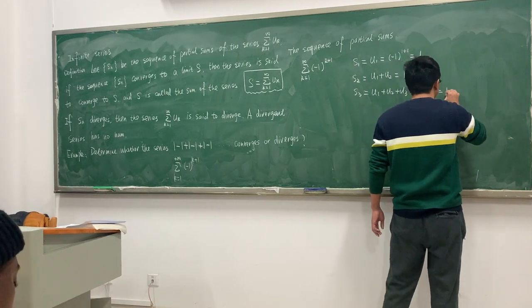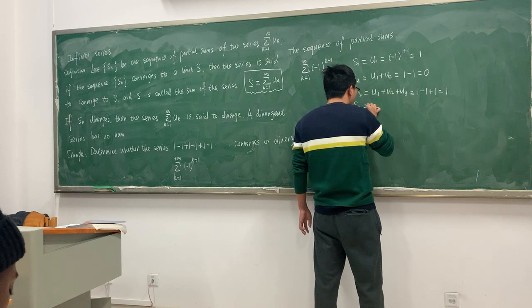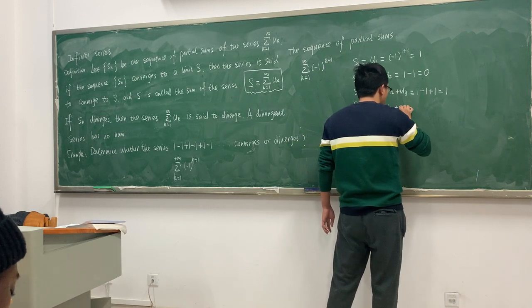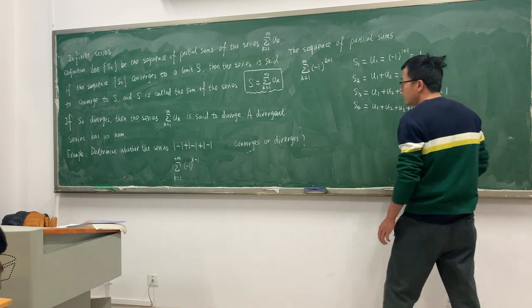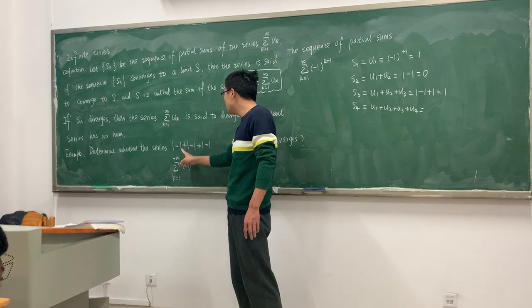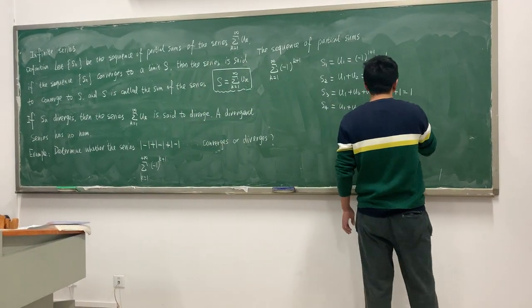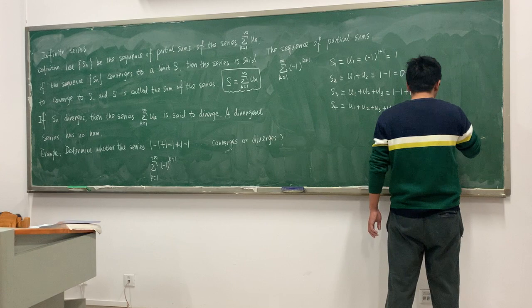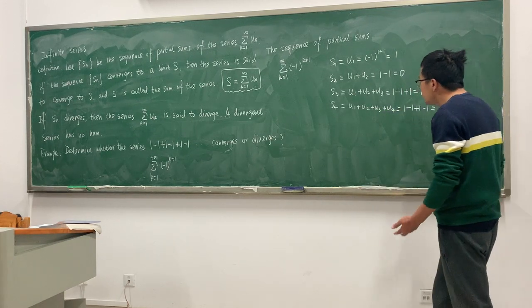So S1 is equal to 1. And S4 actually is U1 plus U2 plus U3 plus U4. So here actually is 1 minus 1 plus 1 minus 1. Yeah? So here is 1 minus 1 and plus 1 minus 1. So this is actually equal to 0. Equal to 0. So actually we can go on.